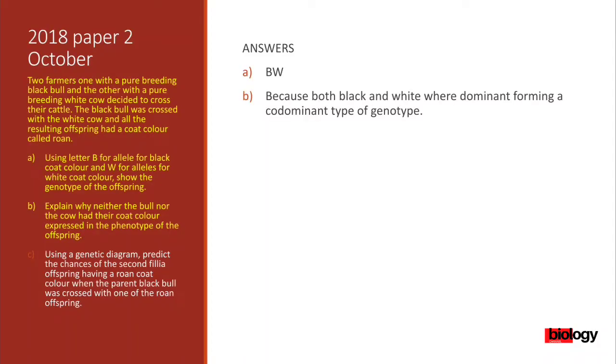All right, so the answer is because both black and white were dominant, forming a codominant type of genotype. Because both black and white were what? Were dominant. So if both are dominant, they will definitely be expressed in the phenotype, and they'll form a codominant type of genotype. So that's the reason, because both black and white were dominant, forming a codominant type of genotype.